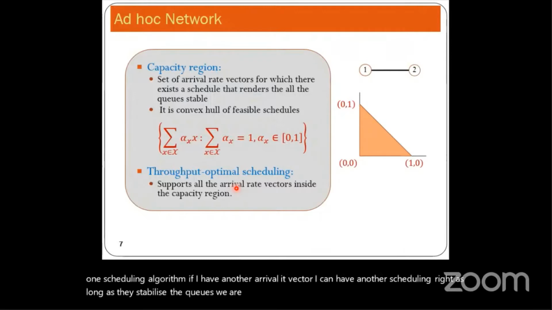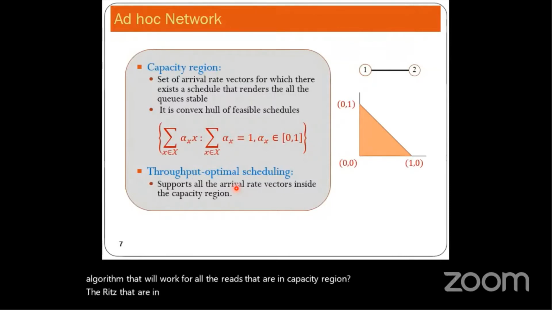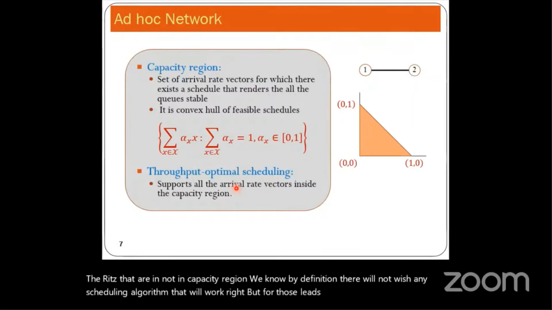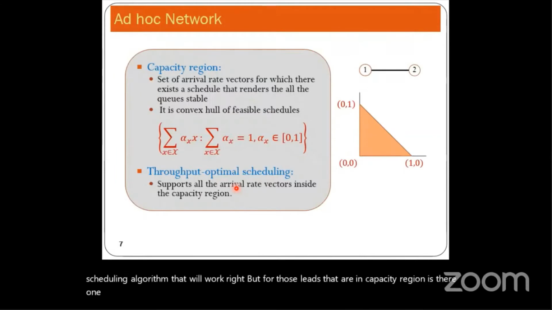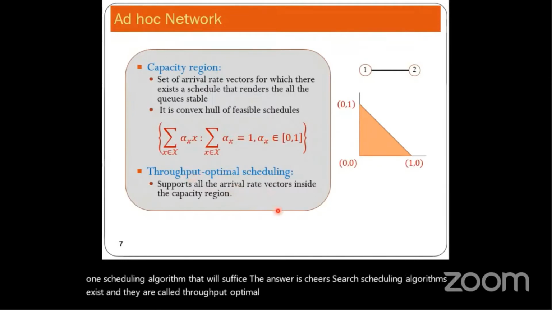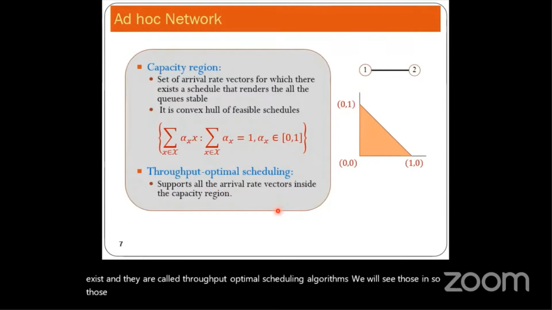But the question is, is there one scheduling algorithm that will work for all the rates that are in the capacity region? The rates that are not in the capacity region, we know by definition there will not be any scheduling algorithm that will work. But for those rates that are in the capacity region, is there one scheduling algorithm that will suffice? The answer is yes. Such scheduling algorithms exist, and they are called throughput optimal scheduling algorithms. We will see those. So those are at the heart of this presentation.